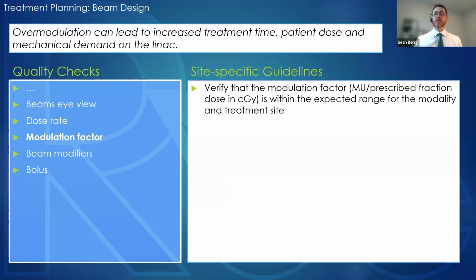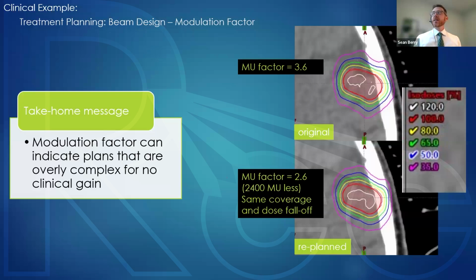And there's a couple of ways to check for that. One is a qualitative way, just looking at the MLC patterns and making sure that you don't have many, many, many tiny openings. Another way is with something called the modulation factor. The modulation factor is you add up the monitor units for each of your treatment fields and divide by the prescribed dose, okay? And it gives you a number.